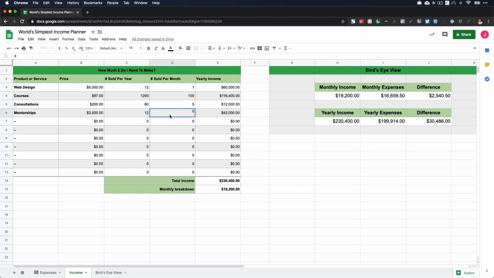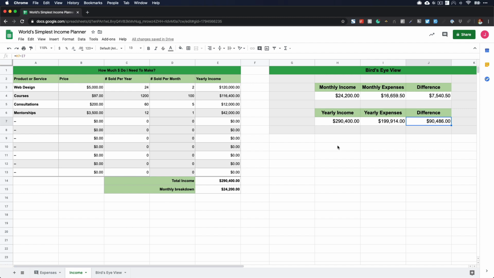Okay? There's something funny happening here, so let's just fix it. There it goes. So what do we do now? As you can see, we are just making an extra $2,500 a month. That's not too much. We're making an extra $30,000 a year. We need more. So we need to force ourselves to sell more web design. So let's make it 24 per year. That's 2 per month. And now we're talking.